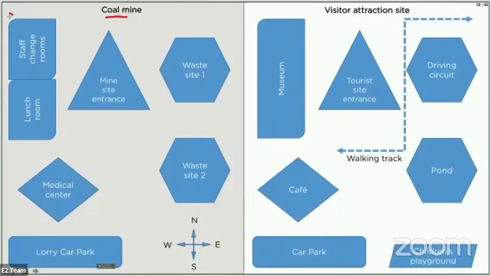So we have this building here, staff change rooms and a lunchroom. Okay, that became a museum. Here we had the mine site entrance. That became the tourist site entrance. Here we have a medical center that became a cafe. Here we have a lorry car park that became a car park. Here we have waste site 1, which became a driving circuit. Here we have waste site 2, which became a pond. And then the visitor attraction site also had this walking track and a children's playground added to it.